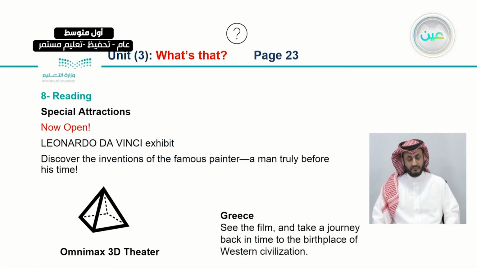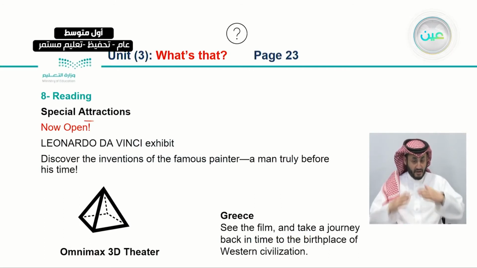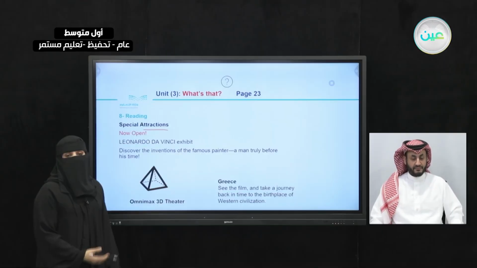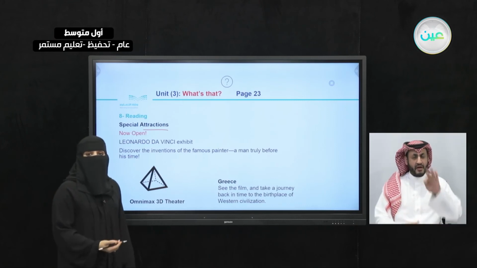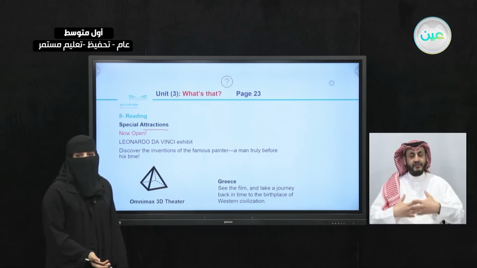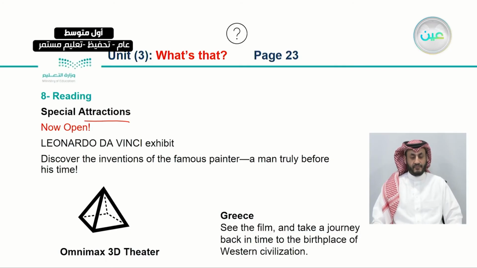Also, we learned that they have special attractions. Attractions are places of interest that you would go and visit. Like the Leonardo da Vinci exhibit, discover the inventions of the famous painter, a man truly before his time.